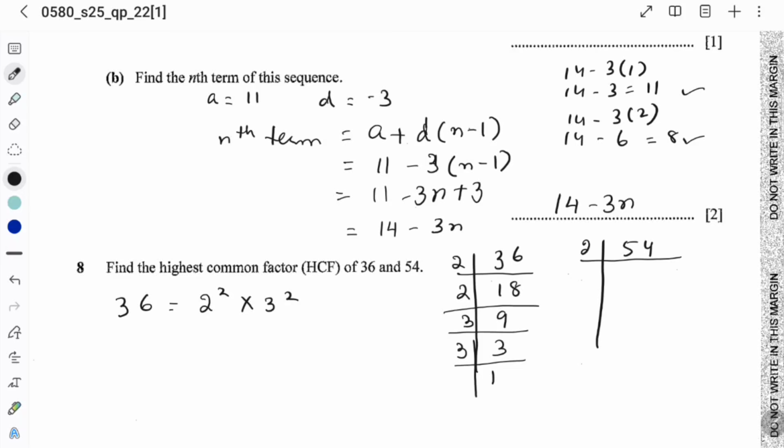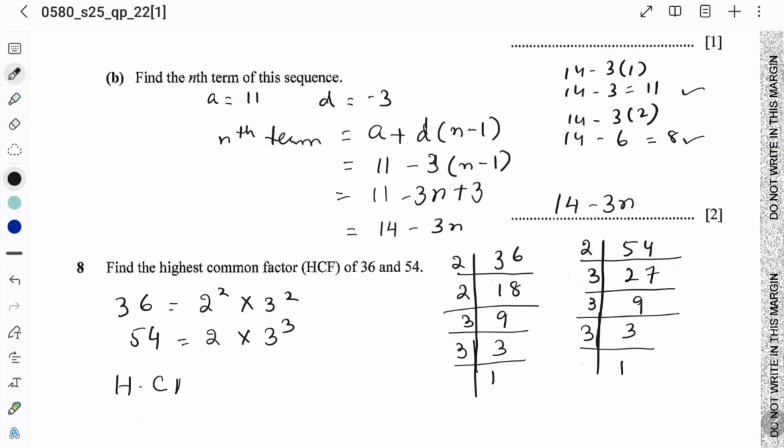So 2 times 27 is 54. 3 times 9 is 27. 3 times 3 is 9 and 3 ones are 3. So you will have 2 into 3 cube, which is 54.